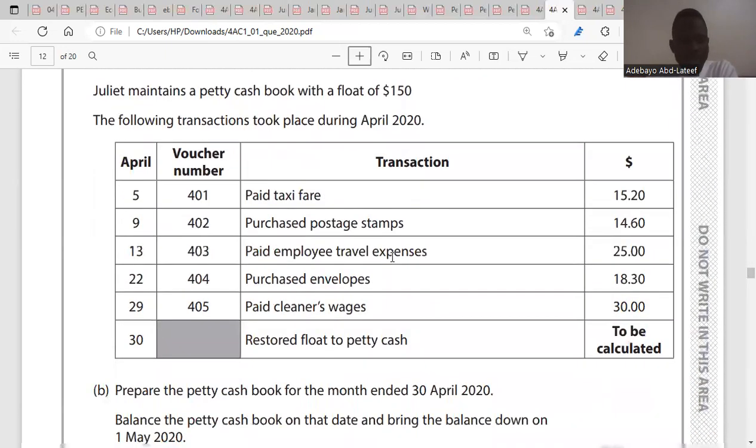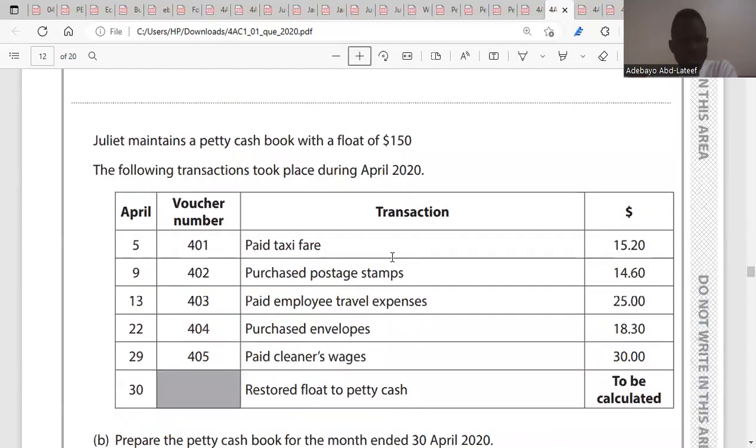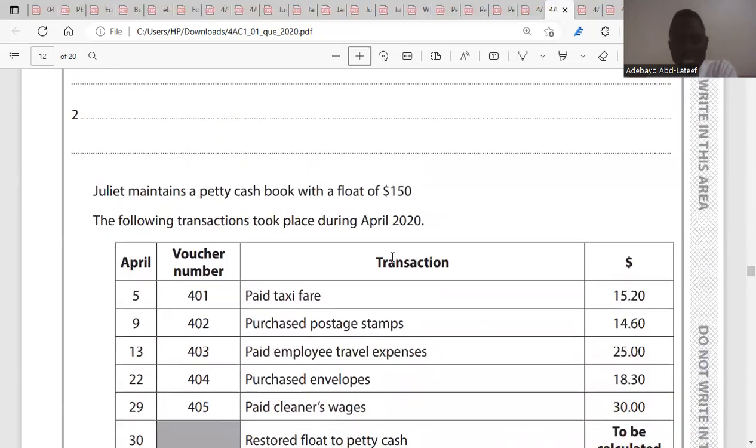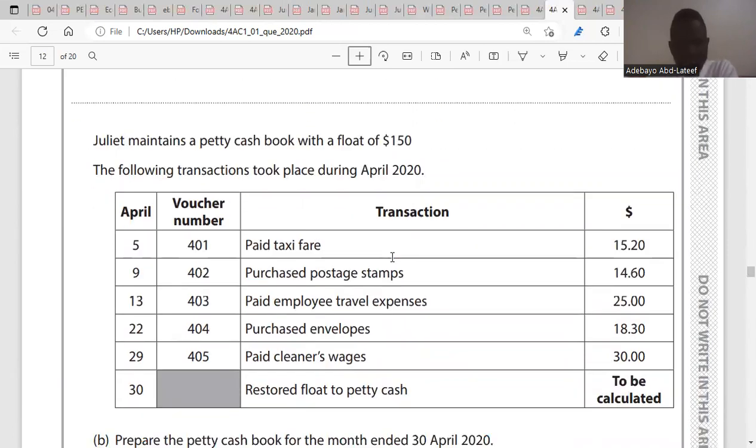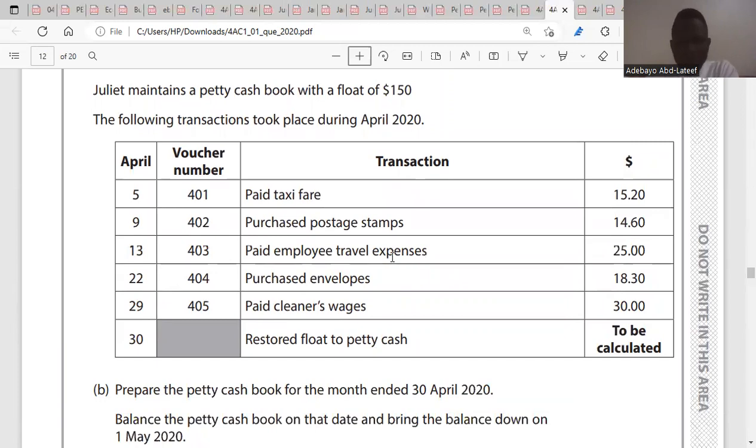Now, here they said, Juliet maintains a petty cash book with a float of $150. He paid taxi fare, purchased postage stamp. So you see all these transactions are what? They are petty cash. The amounts are not much.